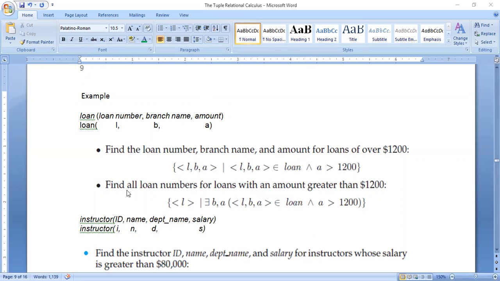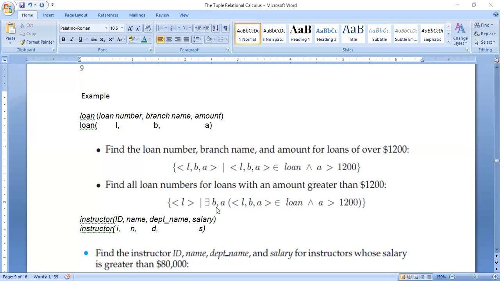Now the second query is find all loan numbers for loans with amount greater than this particular amount. So these two queries are very similar, but here we have to output only the loan number, which is represented by the domain variable L. Next, the relation is the same, the predicate is the same, but here because only one output variable is there, all the other remaining variables we have to put with the existential qualifier regarding branch name and amount.